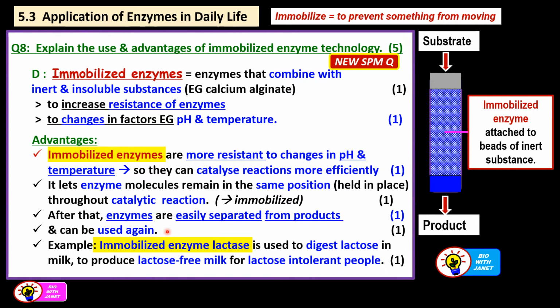So after the reaction, the enzymes are easily separated from the products because they are still bound to the beads of inert substance, so they can be used again. An example is the use of immobilized enzyme lactase to digest lactose in milk to produce lactose-free milk for lactose-intolerant people. Let's look at how this is done.